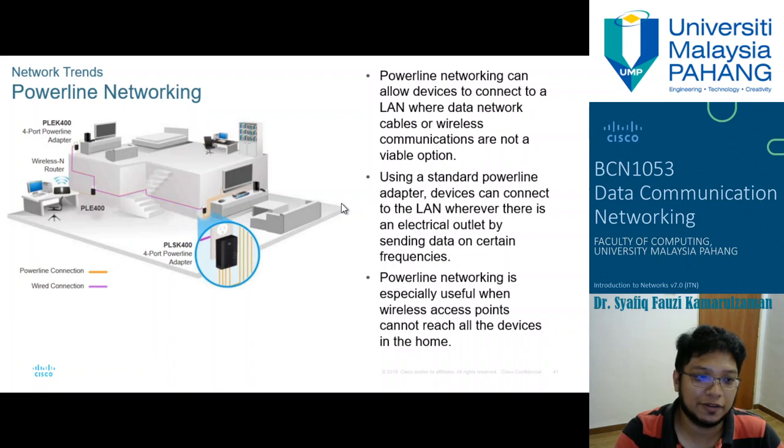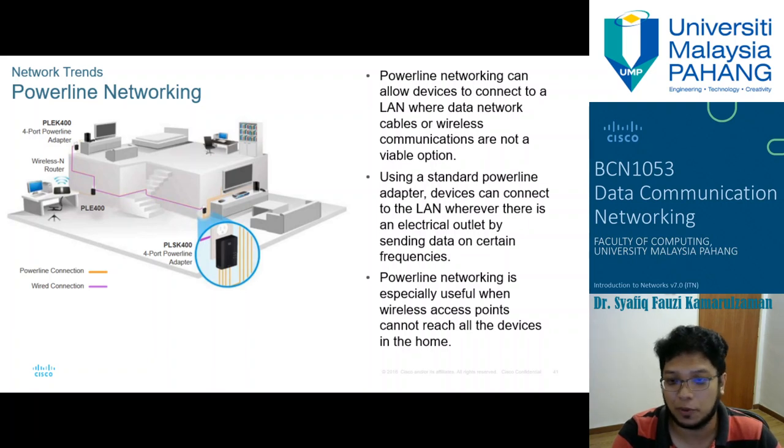Then we have power line technology, where power line networking can allow devices to connect to a LAN where data network cables or wireless communication are not a viable option. So you don't have a wireless adapter, but you have a power line networking adapter. So all that information travels in your power line. Using a standard power line adapter, devices can connect to the LAN wherever there is an outlet by sending data on certain frequencies. So power line networking is especially useful when wireless access points cannot reach all the devices in the home.